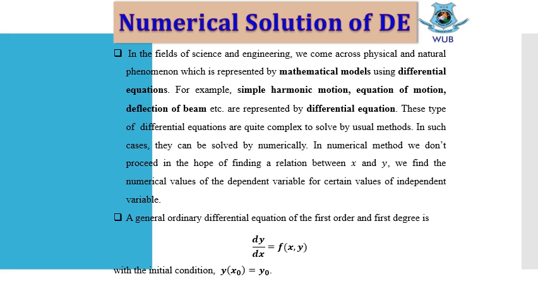In numerical methods, we don't proceed in the hope of finding a relation between x and y, which are our variables. We find the numerical values of the dependent variable for certain values of the independent variable. A general ordinary differential equation, which is ODE, of the first order and first degree is dy by dx equals f(x, y) with the initial condition y(x0) equals y0.